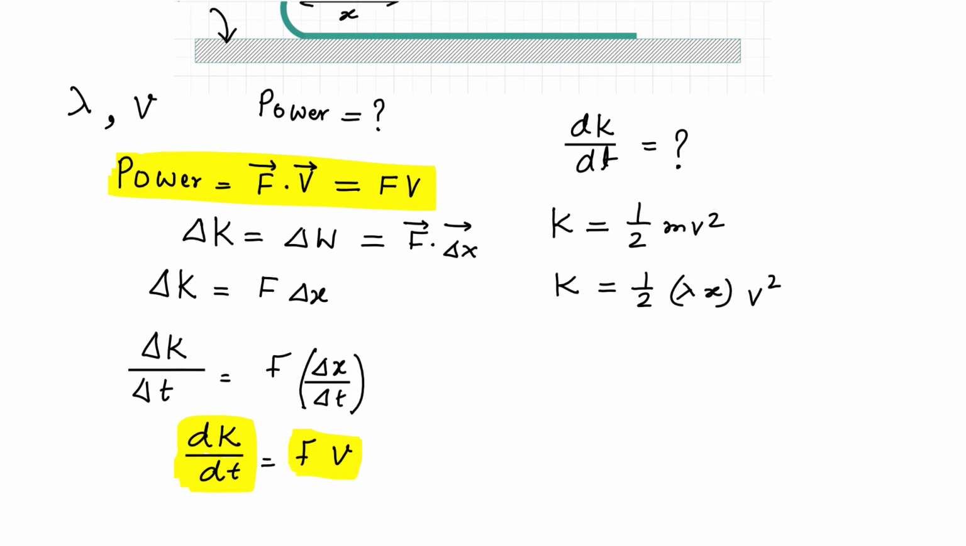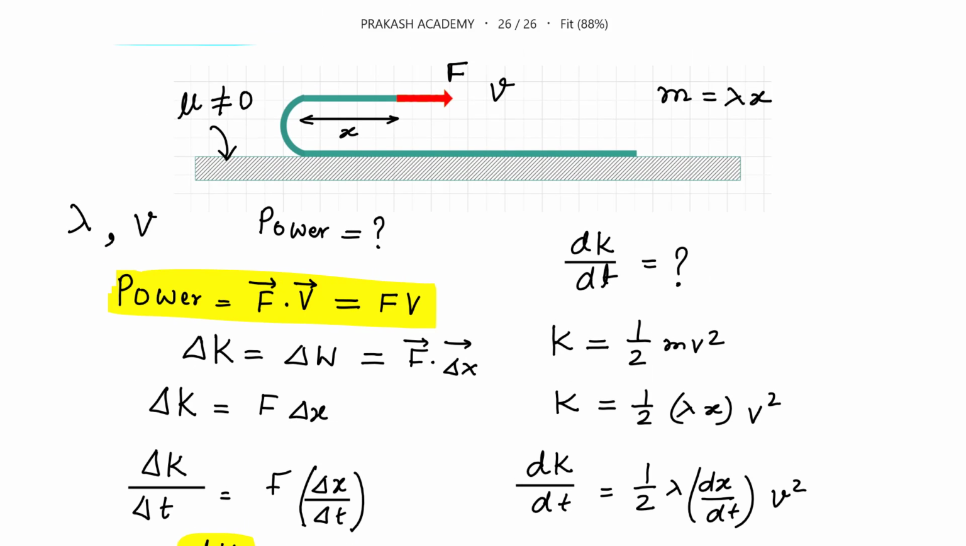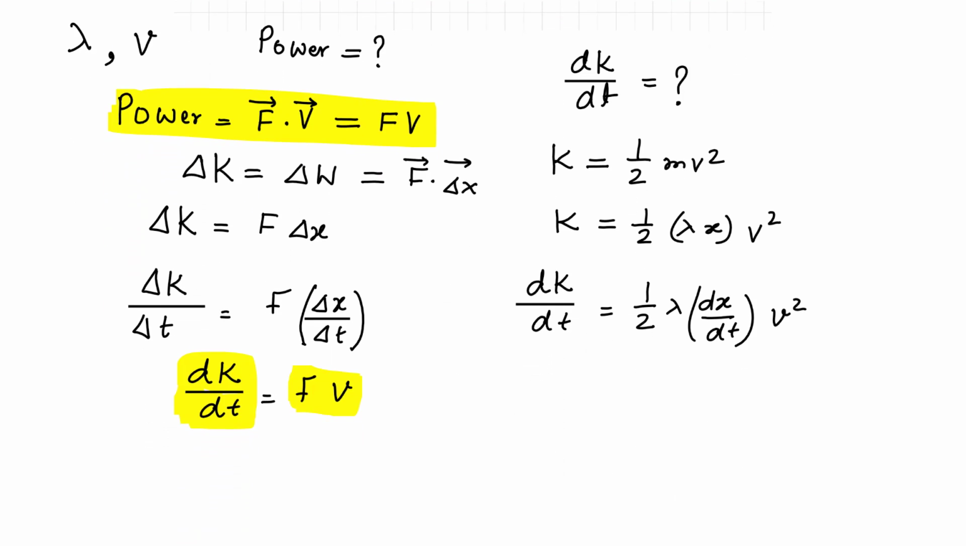Now if I differentiate this, that is the rate of change in the kinetic energy, this will be simply half lambda dx by dt, multiplied by v square. And dx by dt is what? It is the rate at which this length is changing, and that is the velocity. So this dx by dt is nothing but v. So we can simply write half times lambda times v cube. So this will be the power transmitted in this case.